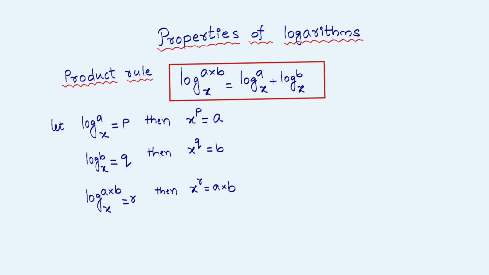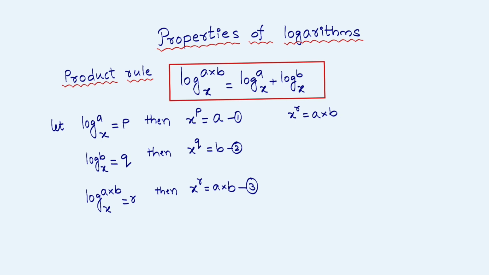Once we are done expressing these logarithmic forms into exponential form, let us take this as equation 1, this is 2, this is 3. Now we will take equation 3. According to equation 3, we know x to the power of r is equal to a into b. Now this a value and b value are from equations 1 and 2. From equation 1, we know a is equal to x to the power of p. From equation 2, we know b is equal to x to the power of q. This a value and b value we have to substitute in equation 3.